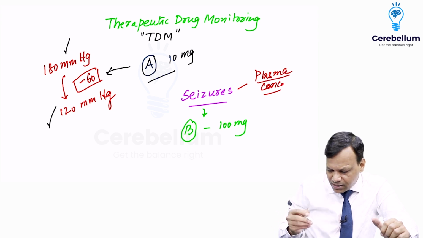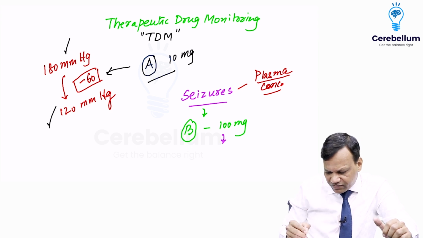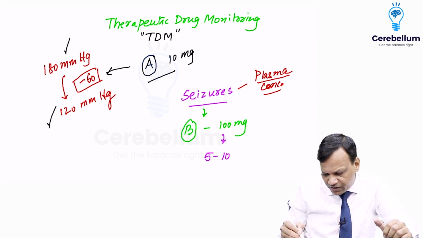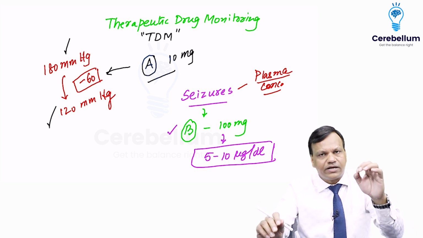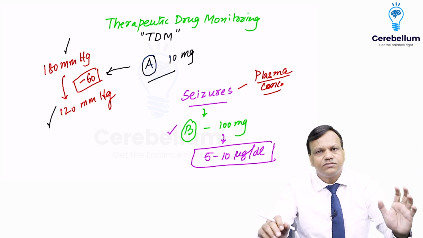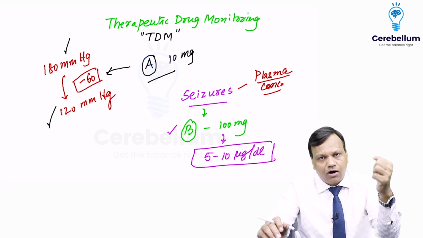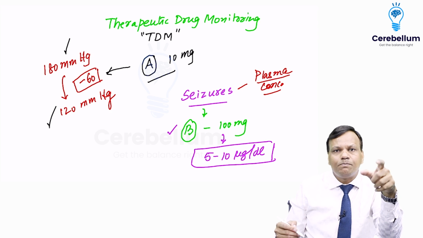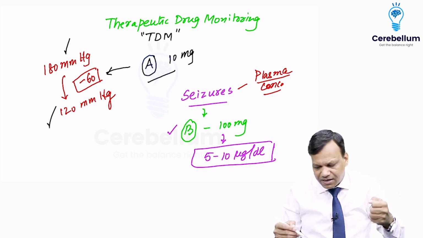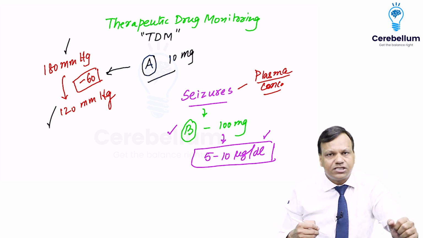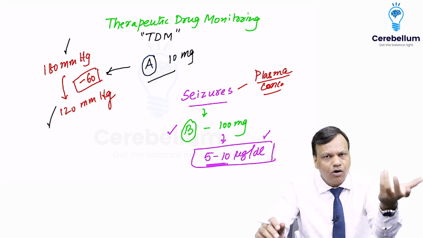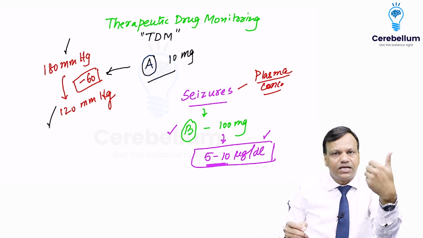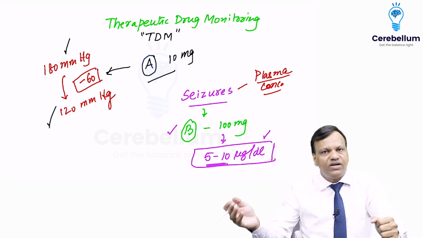So we know that this drug will be effective if the plasma concentration is between 5 to 10 microgram per deciliter. So what will we do? The same thing. We will ask the person to take drug B 100 milligram for a few days. After that, we will call the person, but now we will check the plasma sample. We will take the blood sample and measure the plasma concentration. If it is between 5 to 10, that means the dose is okay, so we will continue. If it is less than 5, we will increase the dose. If it is more than 10, we will decrease the dose.